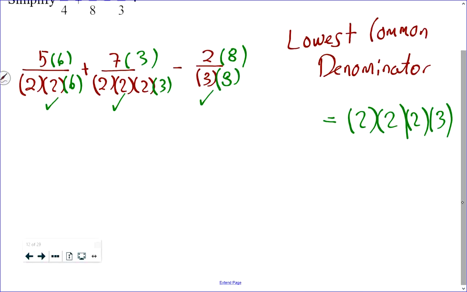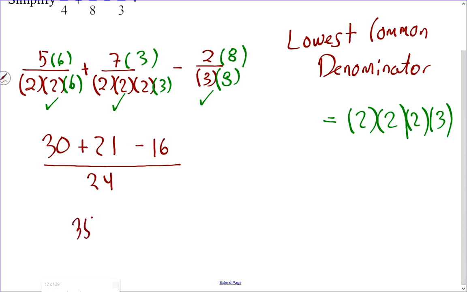What do we get? We get the whole thing over 24. I have 30 plus 21 minus 16. So that's 5. I think that's 35. Somebody help me out. 35 on the top. Good. Thank you, Tyson. So we get 35 over 24.